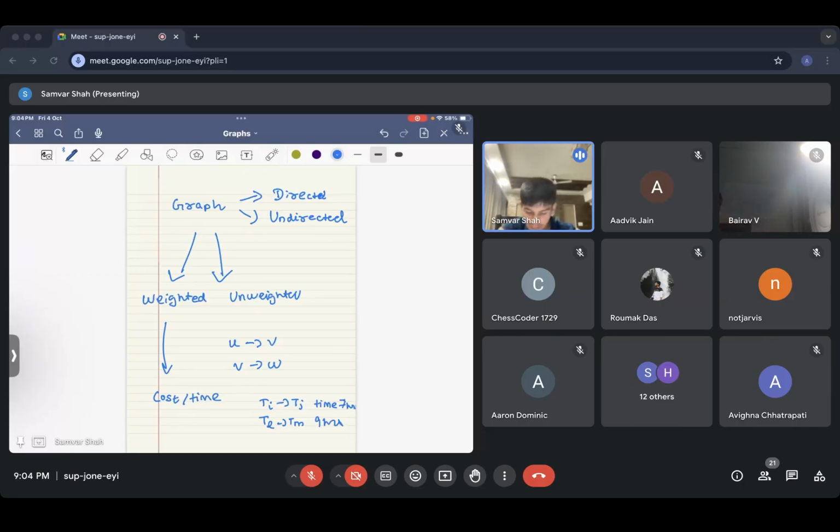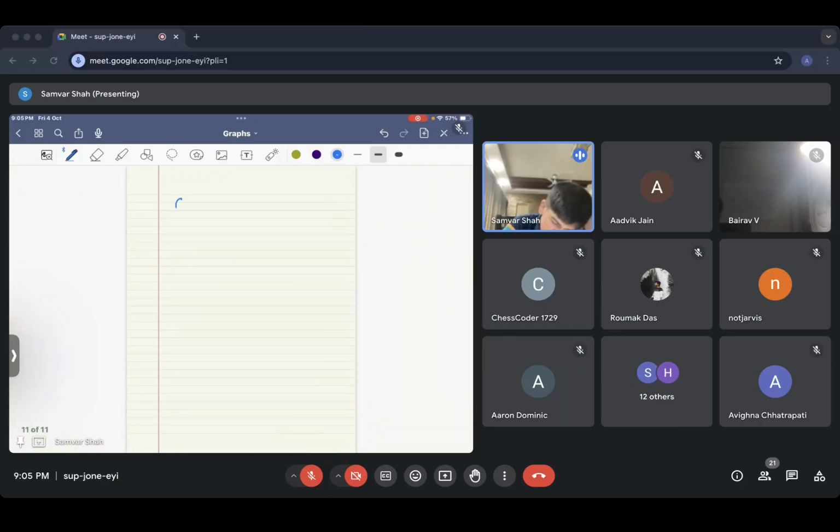Suppose I have Ti to Tj, and then Tl to Tj, for simplicity. Let's make these undirected. I want to go to J from I or L. Which would I prefer? Obviously, the one with less time, right? I would prefer the one which takes me less time or less cost. So that's where the concept of weighted and unweighted edges comes in. I'll explain this a bit more formally.